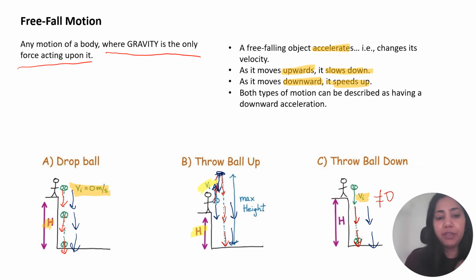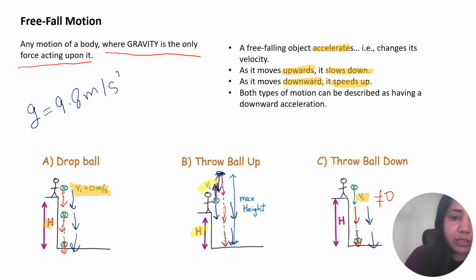So if we see all these three cases, the acceleration, which is obvious that we know, is such that objects all go towards the center of the earth, on the ground. And why? Because of the acceleration due to gravity, which is our g value and which is a constant 9.8 meter per second square.